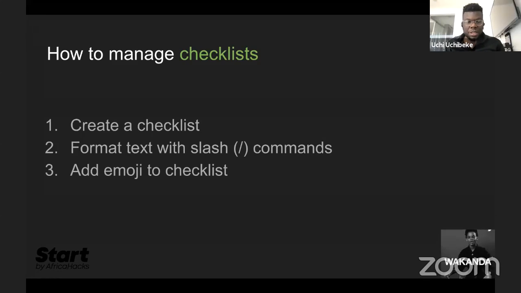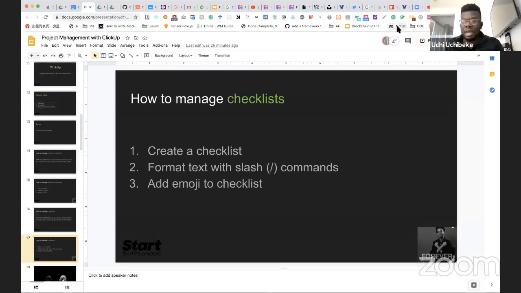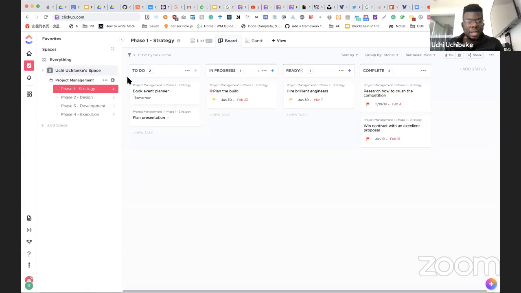The first step is that we would create a checklist, and then we format our tasks using the / command. The / command is very, very powerful. I'll show you how it works. And then we are also going to add emojis to the checklist. So switching back to my ClickUp, let's edit one of these tasks that we created. So book an event planner, that's what I'm going to edit.